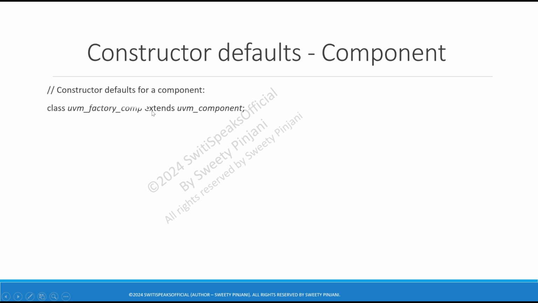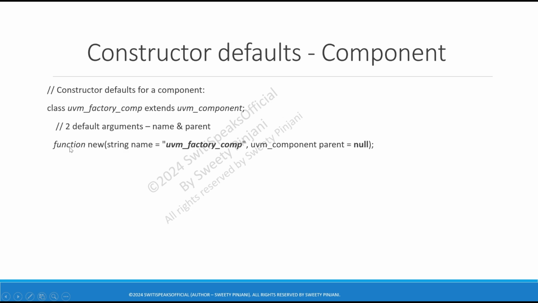I told you here, if you see, I am again extending UVM. Factory comp is the name of my component class. It is extending UVM component. What we said, it should have two default arguments, name and parent. This is how we give. This is your constructor new, where you are passing the name and parent. You can also assign parent as null.